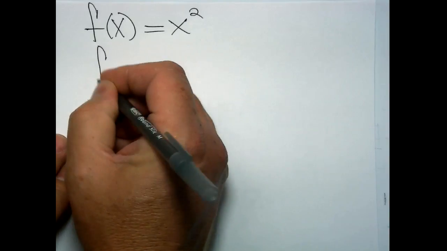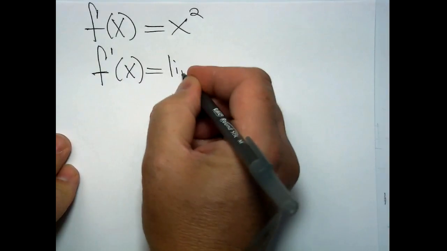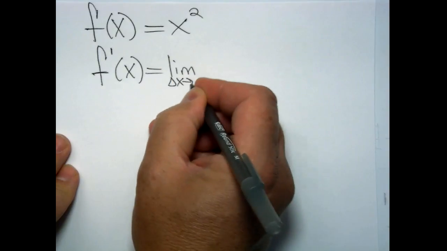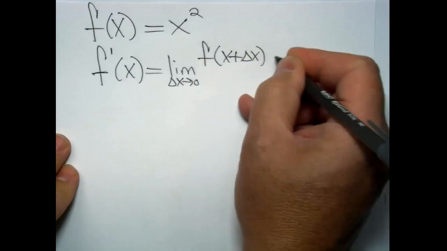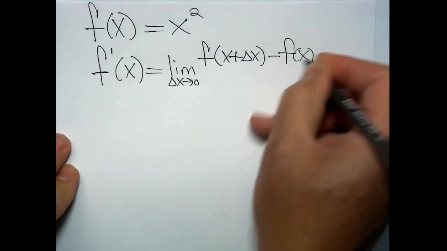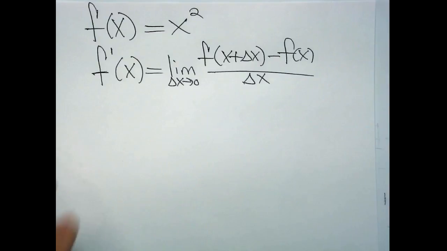But let's find this new function called f prime. f prime would be the limit as delta x approaches 0 of f of x plus delta x minus f of x all over delta x. This formula is the same really for any function. We would use that same formula. This is the limit method of finding the derivative.